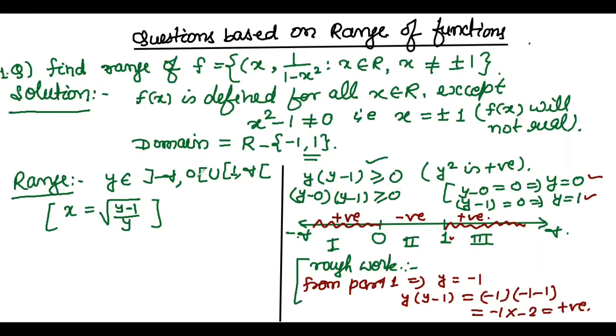One more point: here I have not included 0. Why? Because when we changed x in terms of y, we were getting root over y minus 1 by y. If I apply y equals to 0, the whole x will be infinity. Because of that, we have to avoid it. We will take y not equal to 0. So y belongs to the open interval minus infinity to 0, union the right-hand open interval 1 to infinity. So this is the only range value. We'll write here the range is minus infinity to 0, union 1 to infinity. So this is our answer.